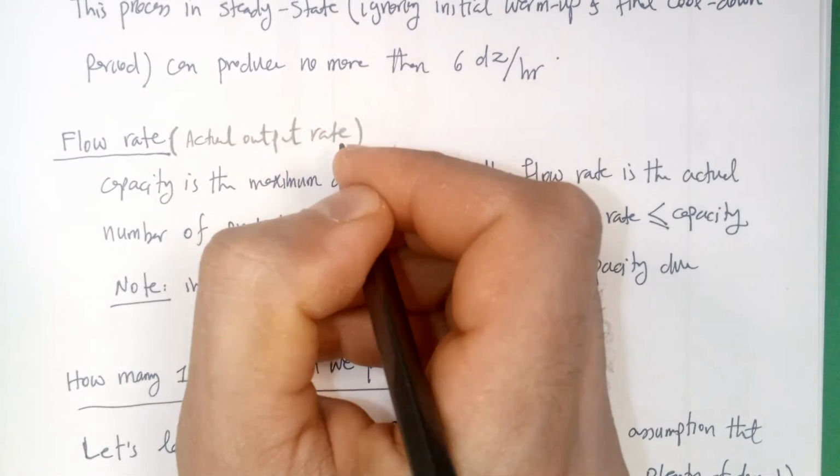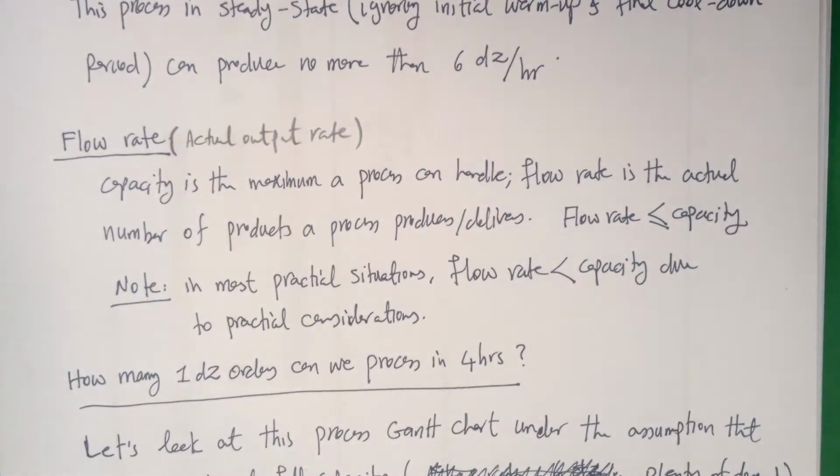Capacity is the maximum a process can handle. Output rate, or actual output rate, or flow rate, is the number of units, number of dozens of cookies, number of cups of coffee that the process actually delivers.